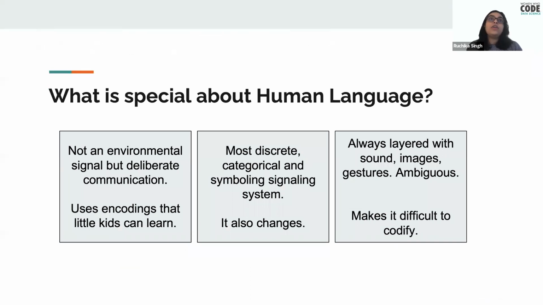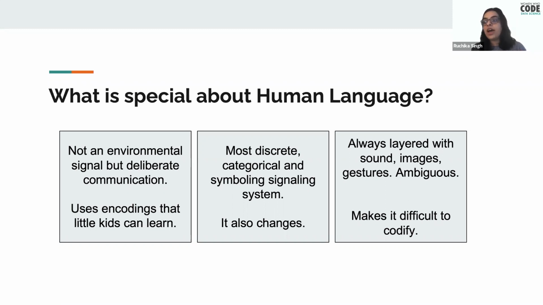Now, why do I feel like human language is so special, and why does everybody spend so much time continuously evolving and building NLP? Because it's special. It's not like data. It is not like numbers. It is not a signal that we can predict so easily. It's not like weather, where A happens and then B happens. People talk, people write, and it is deliberate. People are thinking about it and writing. It also uses encodings that little kids can learn. So it's complex. It's discrete, there are many languages, they are categorical, and it is layered with sound, images, and gestures.